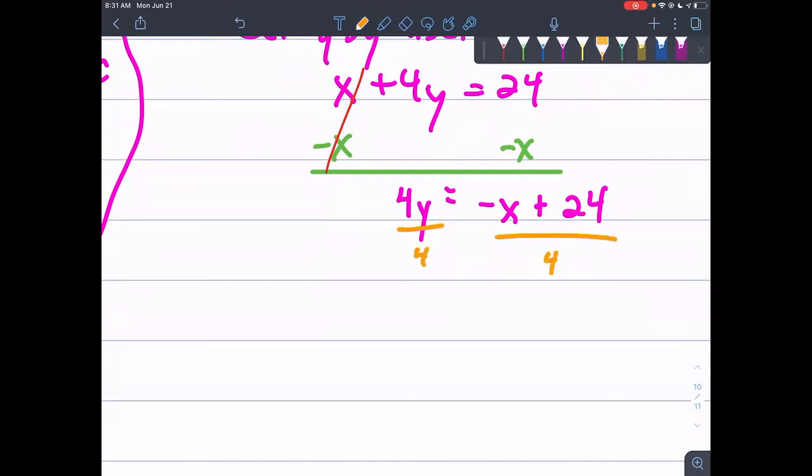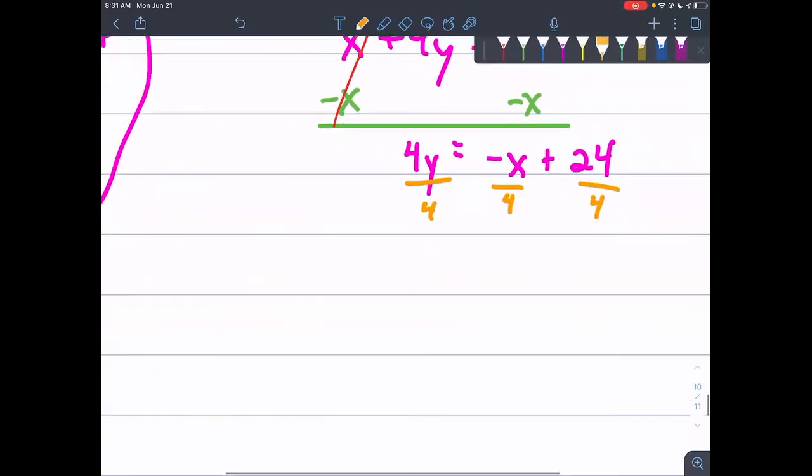So you can write it, divide the whole right side by 4, or you can, I see people do this sometimes, they divide that by 4, they divide that by 4. Just make sure you divide everything by 4. So on the left, we've got y. Here, there's a number in front of x, -1. So you might want to write that out. -1 divided by 4, and then x, and then 24 divided by 4 would be 6. So -1/4 x plus 6.